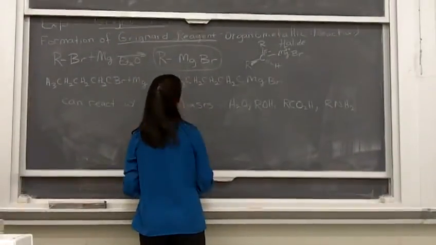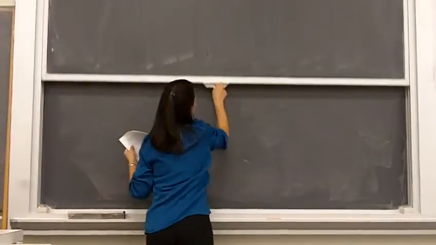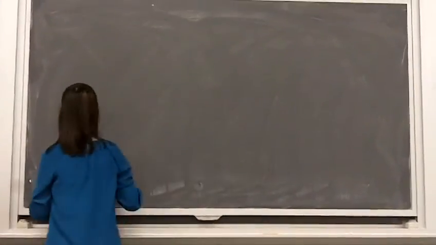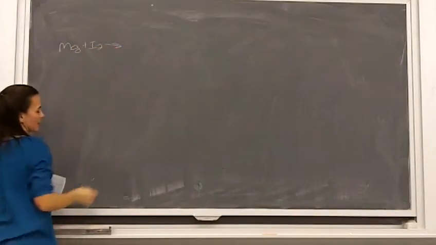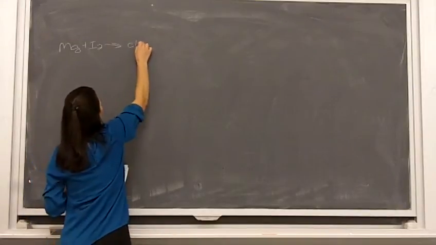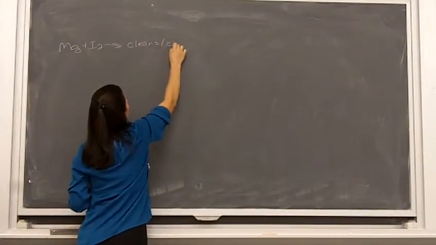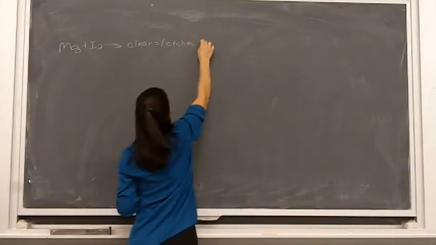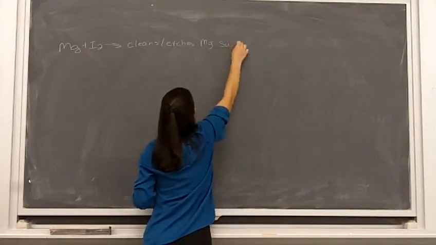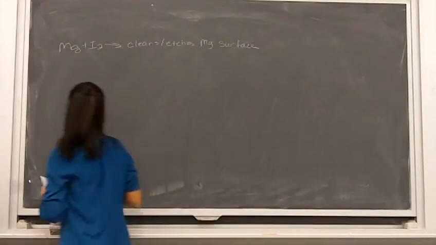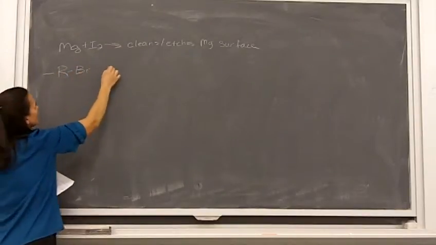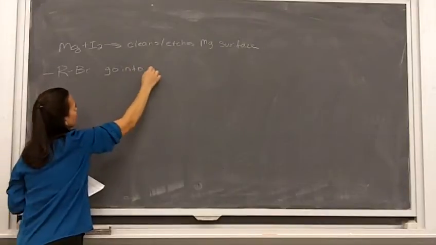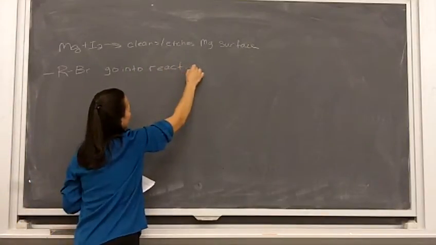All right. The reason that we use the iodine is we need to clean the surface of that magnesium, okay? So the magnesium plus the iodine, that's why we're going to put a crystal of iodine in your reaction, cleans or etches the surface of the magnesium so that it will be more reactive. So we talked about first your alkyl bromide is going to go into the reaction dropwise.